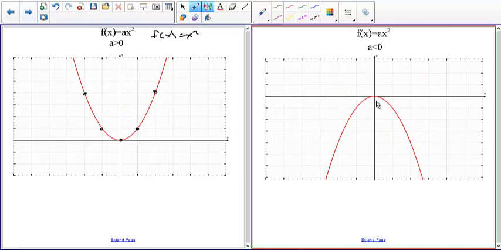Likewise, if a is less than 0 and you don't have any b or c, it's just going to be pointing down. Again, the magnitude of a tells you how quickly it increases.